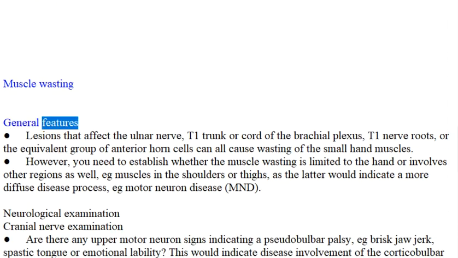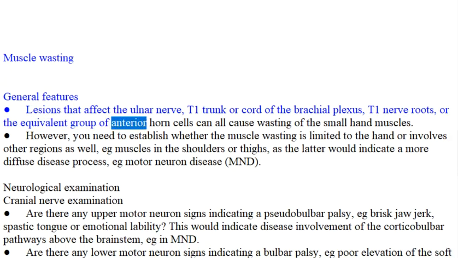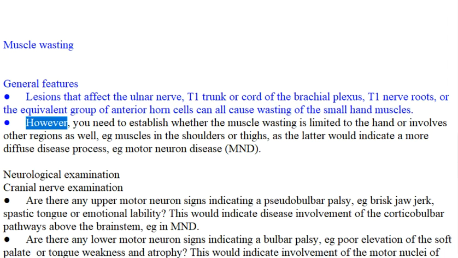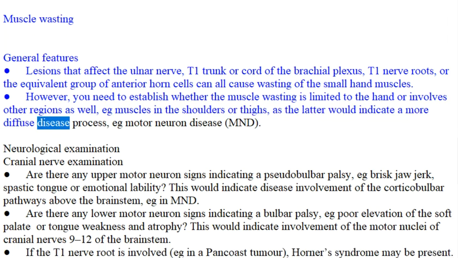General features. Lesions that affect the ulnar nerve, T1 trunk, or cord of the brachial plexus, T1 nerve roots, or the equivalent group of anterior horn cells can all cause wasting of the small hand muscles. However, you need to establish whether the muscle wasting is limited to the hand or involves other regions as well, e.g. muscles in the shoulders or thighs, as the latter would indicate a more diffuse disease process, e.g. motor neuron disease, MND.